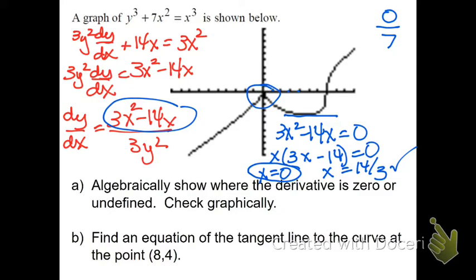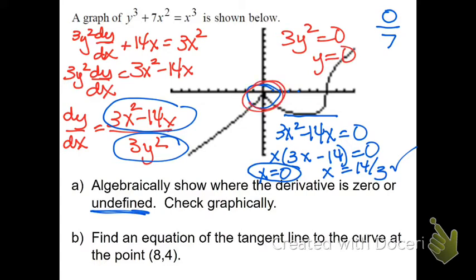The second part is show where the derivative is undefined. Well, that's going to be when the denominator is 0. Well, that denominator will equal 0, obviously, when y is 0. And that's why this is actually undefined here. The derivative does not exist at a sharp point. See, it all comes together.